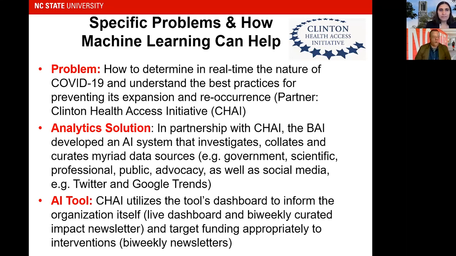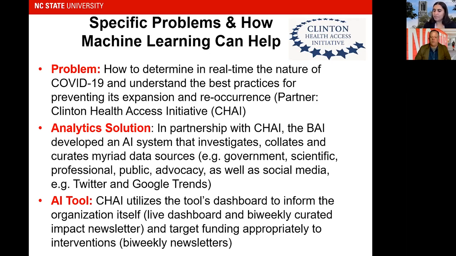So, we've worked with a couple of different organizations. Actually had a call this morning about another organization that's looking at working with the BAI to use machine learning to solve their problems. And a lot of our emphasis, as I highlighted at the top, is on translating unstructured data into structured data. In this particular program, we were working with the Clinton Health Access Initiative. In fact, we still are, who approached us early on in the pandemic about how to determine in real time the best solutions to COVID-19 that were being discovered and understand what the best practices were to prevent the growth of COVID-19 and its reoccurrence. And in particular, they're interested in sub-Saharan Africa. That's a place where they work quite a bit.